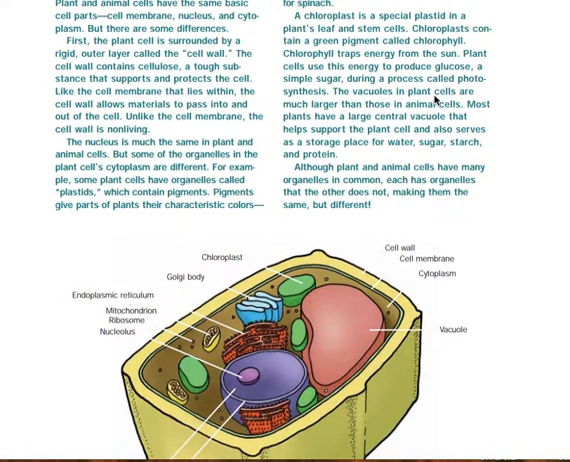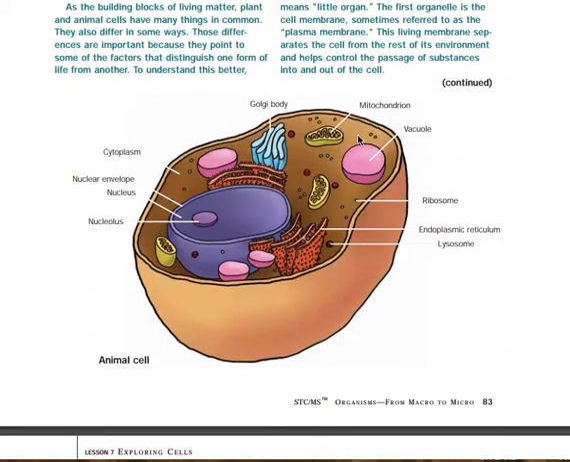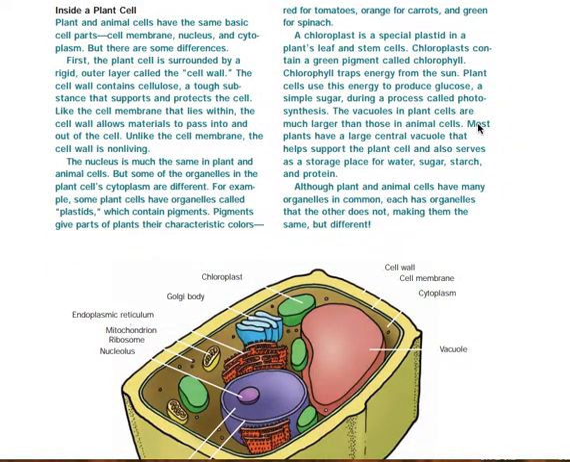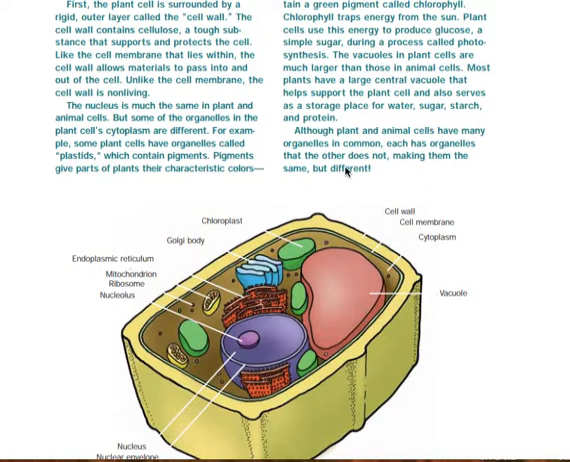The vacuoles in plant cells are much larger than those in animal cells. Here's a vacuole in a plant cell. Here are the vacuoles in animal cells, much smaller in animal cells. Most plants have a large central vacuole that helps support the plant cell and also serves as a storage place for water, sugar, starch, and protein. Although plant and animal cells have many organelles in common, each has organelles that the other does not, making them the same but different.